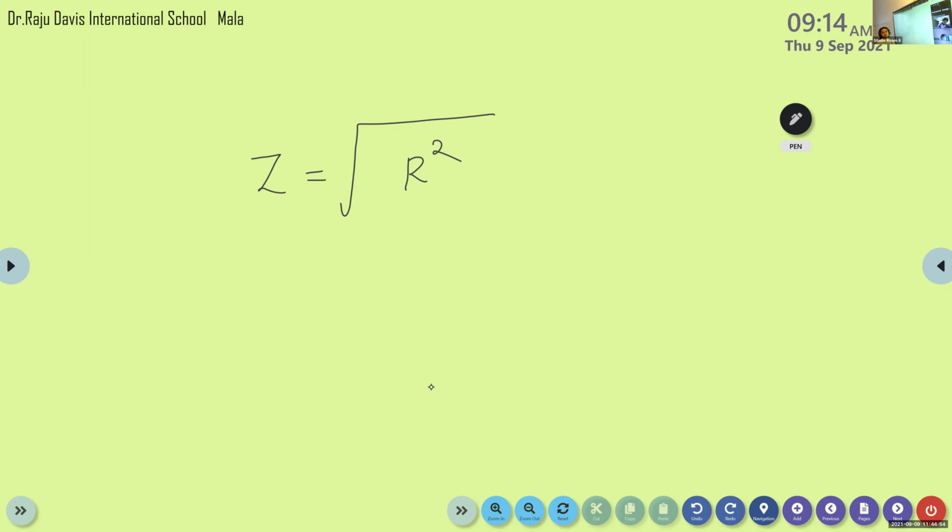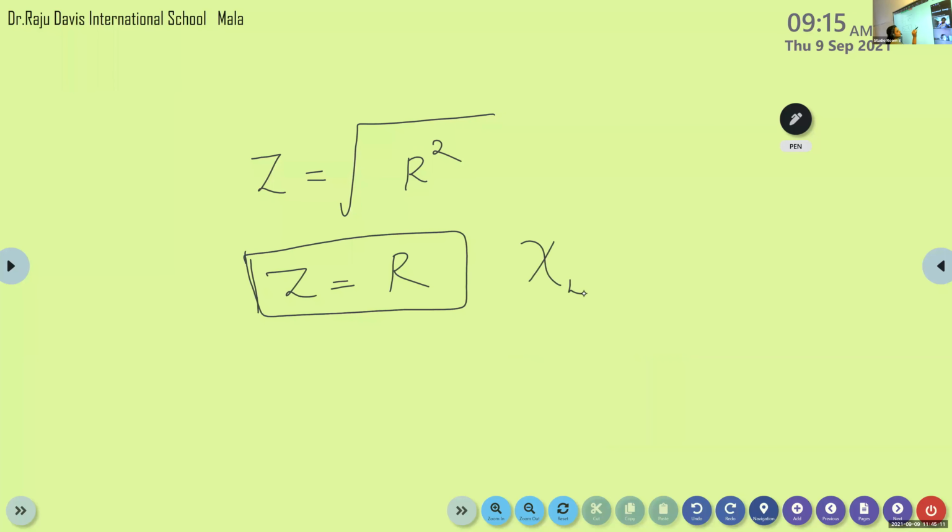So here Z is equal to root of R square, or we can say in such cases, the circuit purely behaves like a resistive circuit. Z is equal to R. This is the resonance condition. Z is equal to R, then chi L is equal to chi C.